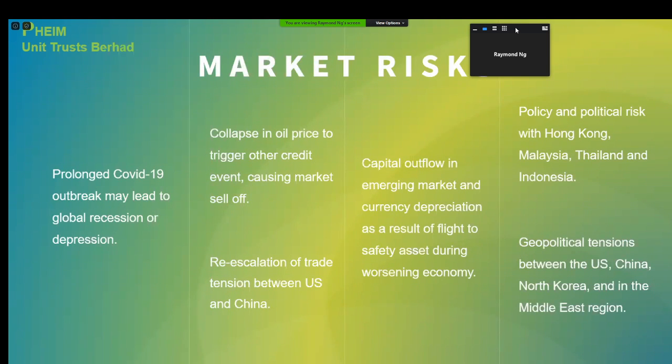They were poking with each other. And also at this time of economy, I think people have more tendency to hold safety assets during this time. And with the recent news that is happening in Malaysia and Hong Kong, in terms of politics, I think you can see there's a lot of news going on in Hong Kong and Malaysia lately. And not to mention the geopolitical tension between the US, China, North Korea, and the Middle East. So these are the few risks that we are aware of that are happening in our country and globally.